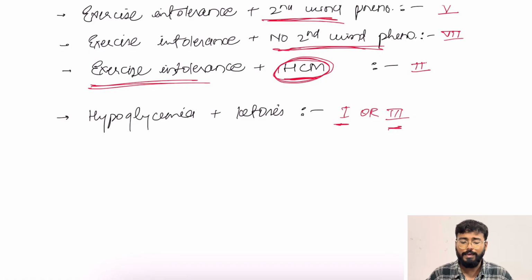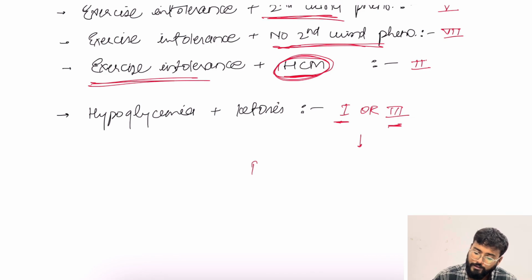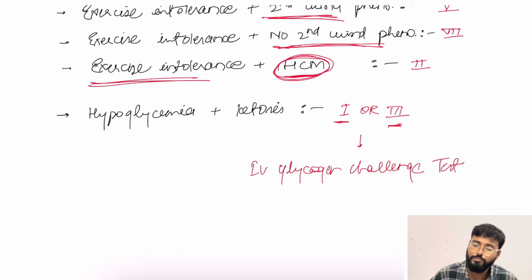So also, there is one test known as the IV glycogen challenge test, which is also going to differentiate easily between the first and third type of GSD.